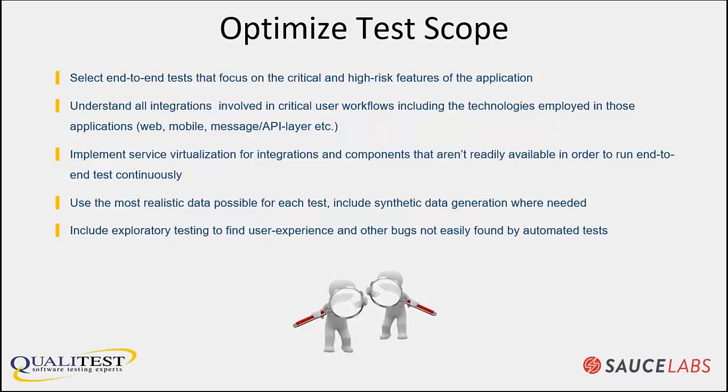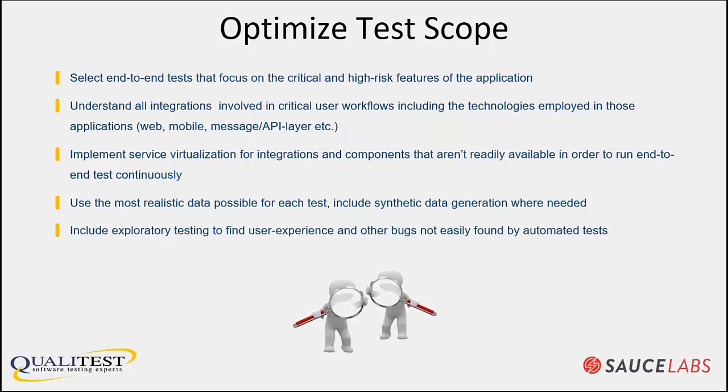Now, in optimizing the test scope, we need to select end-to-end tests that focus on the critical and high-risk features of the application. We need to understand all of the integrations involved in the critical user workflows, including the technologies that are employed in these applications. We need to know what we're working with. Are we working with web, mobile, the message API layer, more likely all of them? But we need to know any critical things that are different from applications that we work on all the time.